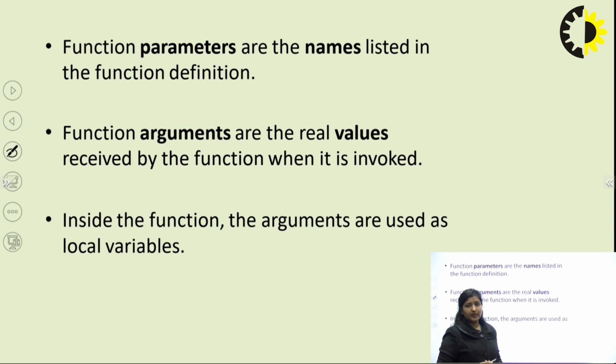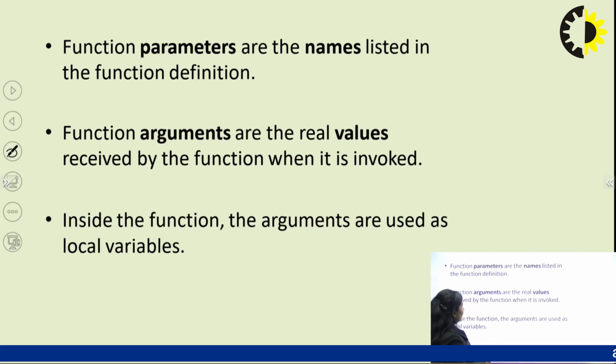Now coming to function parameters one by one. What are function parameters? These are the names which are listed in the function definition. If I am declaring two parameters, that means the function is expecting that whenever we call that particular function, two parameters will be passed. And the function arguments are the real values which will be received when the function is invoked.